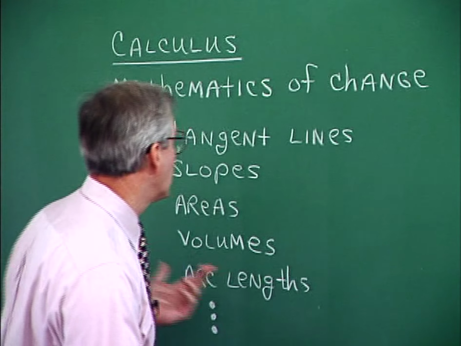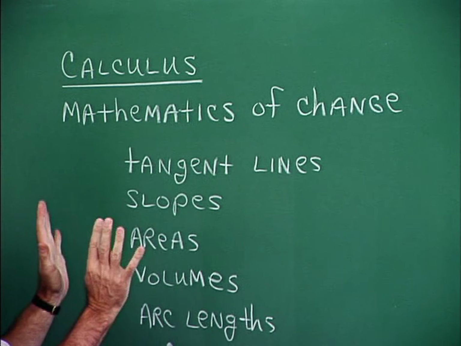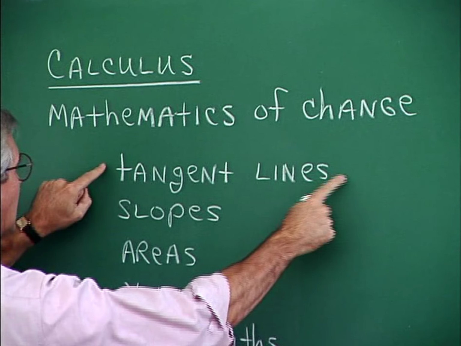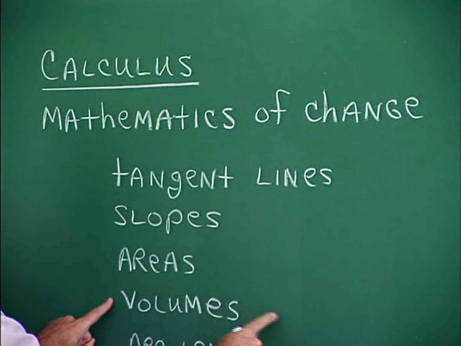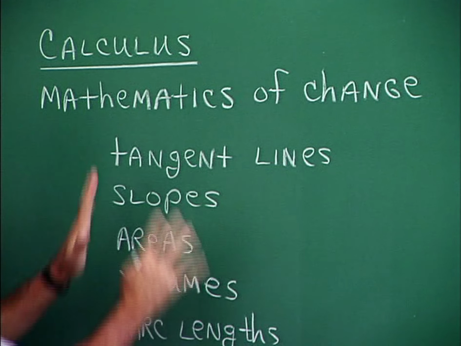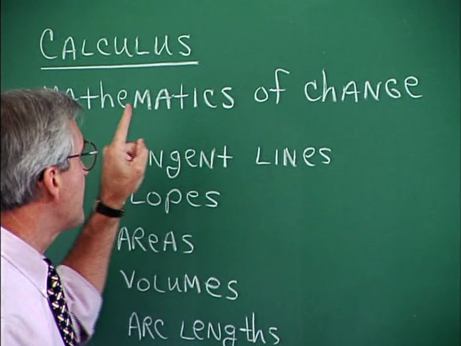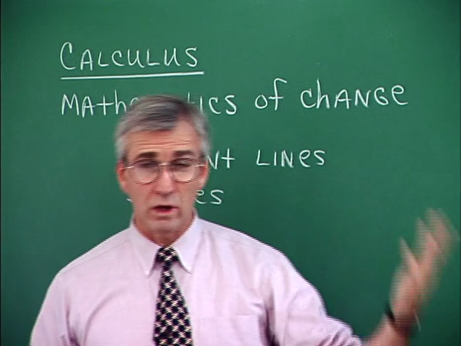Now, the notion, as I said, is that it's the mathematics of change, and what's involved here is a study of tangent lines and slopes and areas and volumes and arc lengths. But although these items have been studied before, they're going to be studied in a somewhat different way. Now, calculus, as a mathematics of change, you might be thinking, what does that mean?